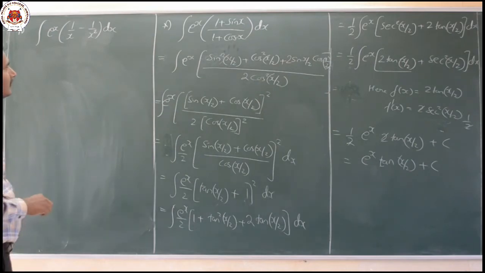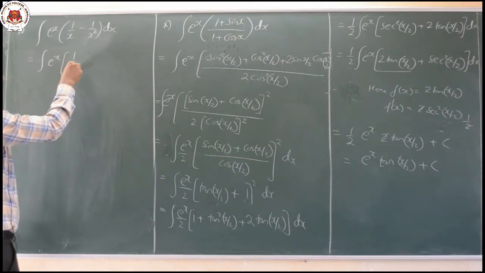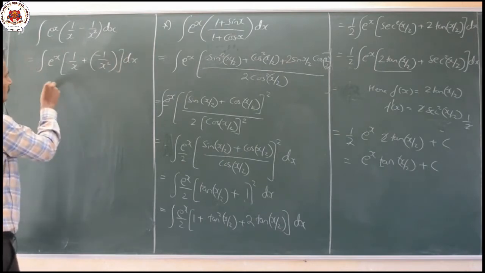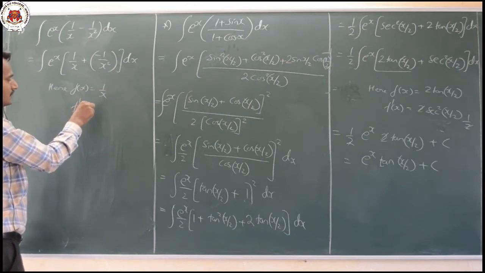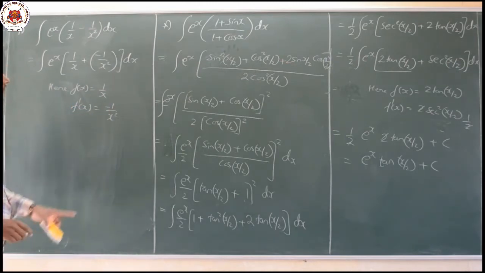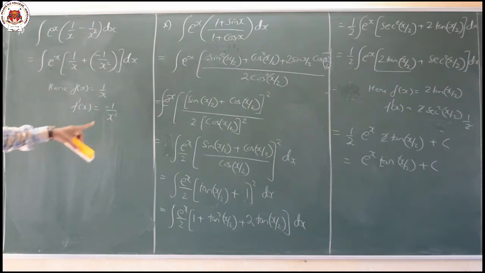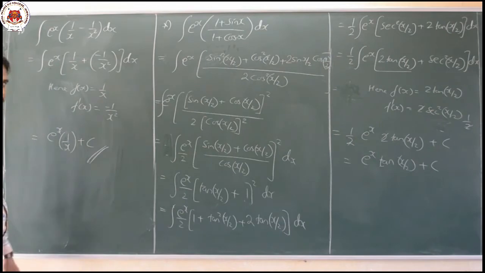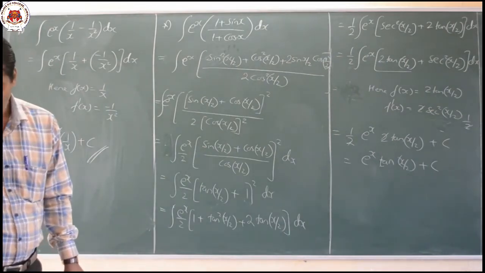Here again, this same problem: e raised to x into 1 by x plus of minus 1 by x square, into dx. So here f of x will be 1 by x and f dash of x will be minus 1 by x square. So, according to the property, e raised to x into f of x plus f dash of x, that is nothing but e raised to x into f of x, that is 1 by x, plus an integral constant c. That is nothing but our required result. Very, very simple and easy example.